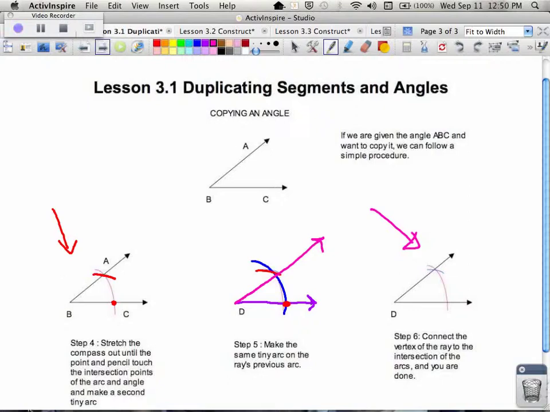Now, in step 5, go back to your new drawing, your compass is already all set up, put your compass point on the ray that starts with D, where the arc mark intersects it, and draw an arc so that it intersects the arc mark. And lastly, step 6, connect your vertex D with the intersection of the two arc marks, and you are done.